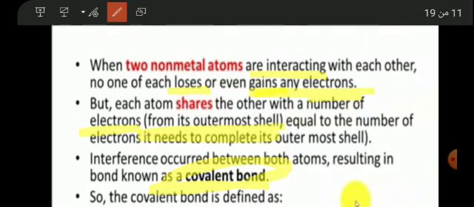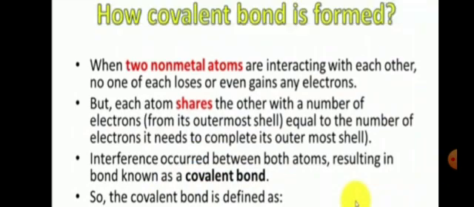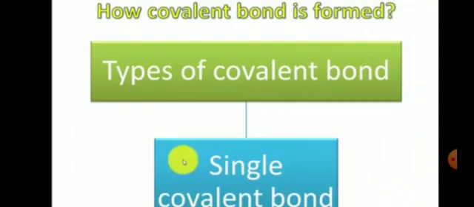So the covalent bond is defined, as we explained before, as a bond resulting from the combination between two non-metal atoms, not by losing or gaining but by sharing electrons between them. So how do covalent bonds form? Let's talk about the types of covalent bond.